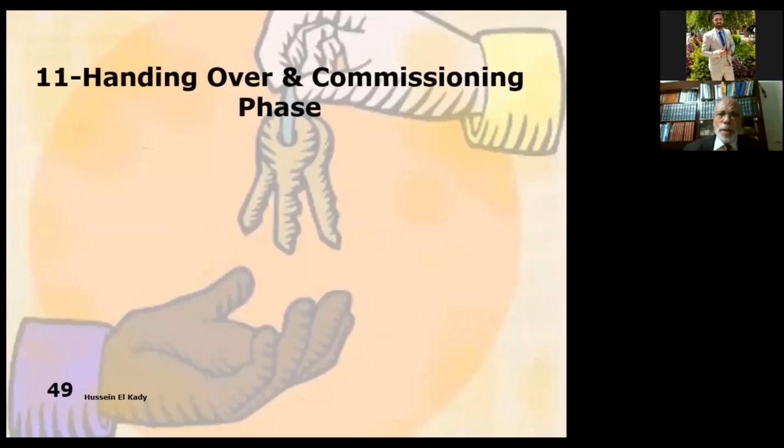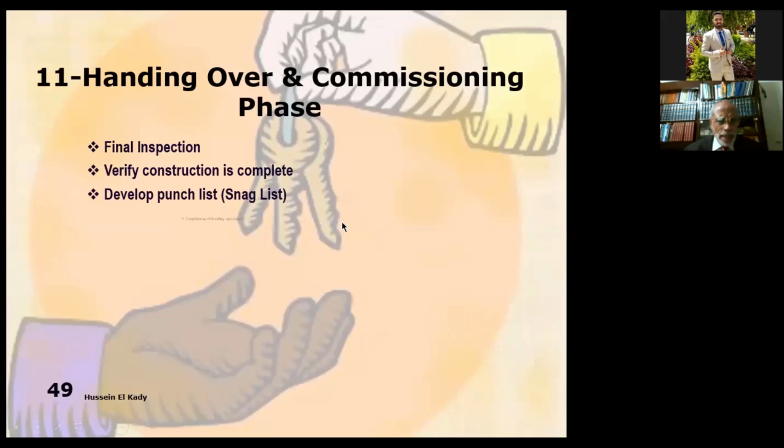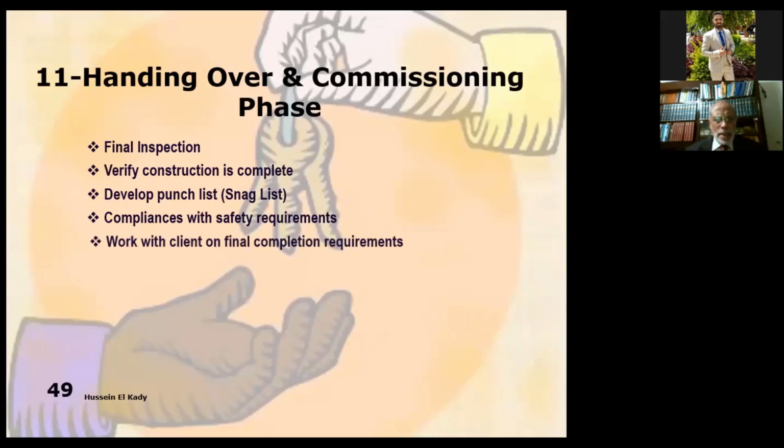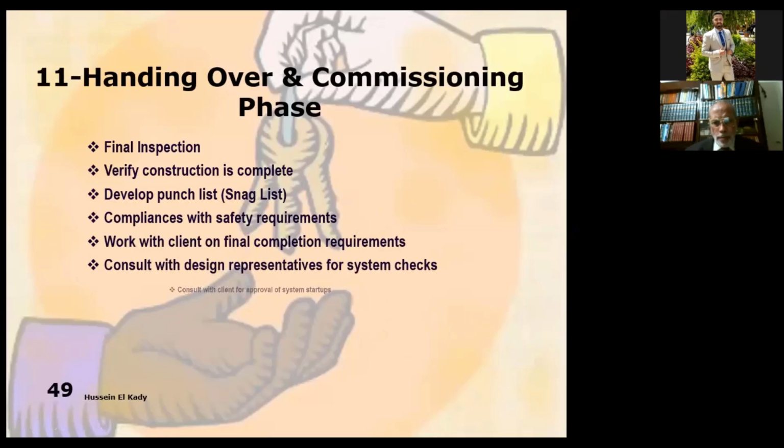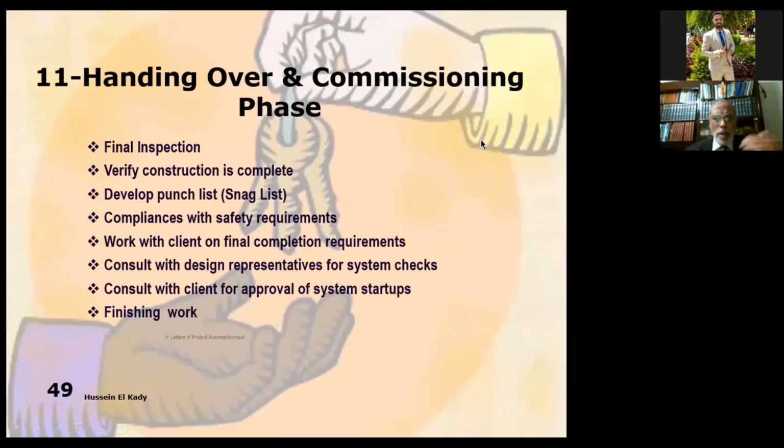Then the handing over and commissioning phase. The final inspection: verify construction is complete, develop punch list, snag list. This is common and everybody working in construction knows about it, or even in any type of construction. But let us start to name it one by one.